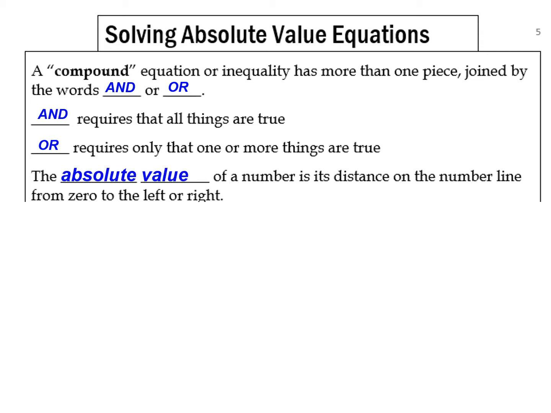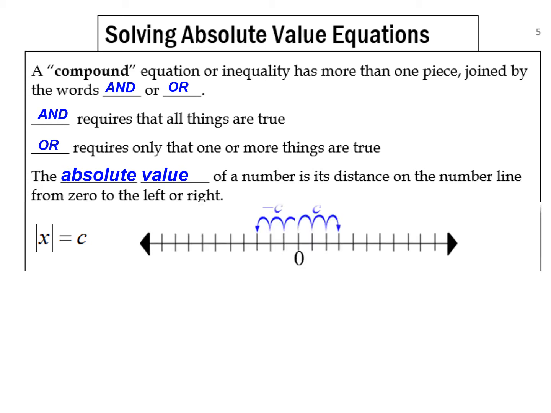The absolute value of a number is its distance on the number line from 0 to the left or the right. Written as the absolute value of x is equal to c. So you could be c units to the right, or you could be c units to the left.